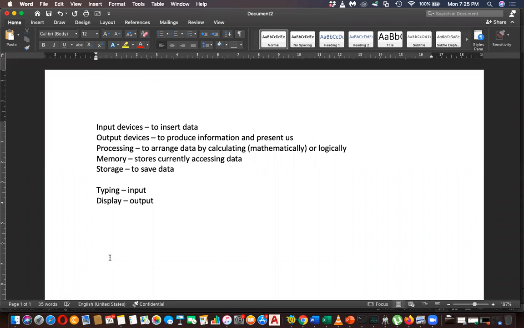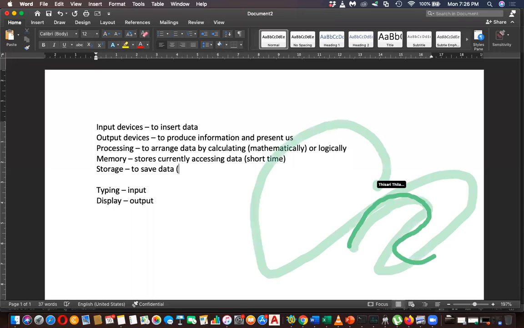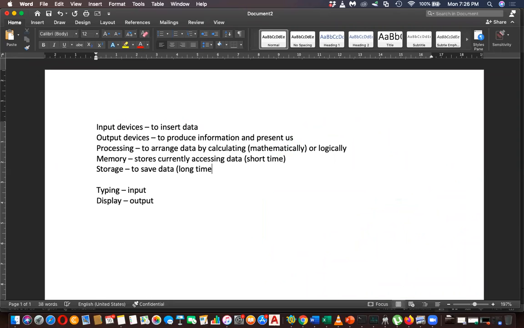Then I asked, can you write this down for long-term storage? That is storage. Can you write it down in your book? After this is written, it is in your storage. Storage is long time. Memory is short time. Memory is short time, storage is long time.